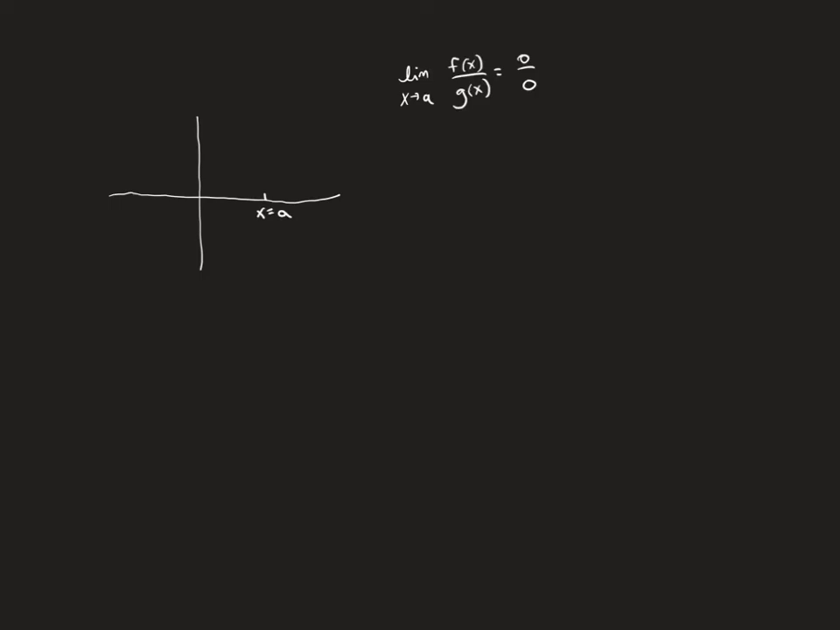Let's talk about L'Hopital's rule, specifically the 0 over 0 case, and talk about why it works. When you're finding a limit, the first thing you do is substitute in a. That means when I get 0 over 0, the limit as x approaches a of f of x and the limit as x approaches a of g of x are both 0. So I'm going to draw a picture of that.